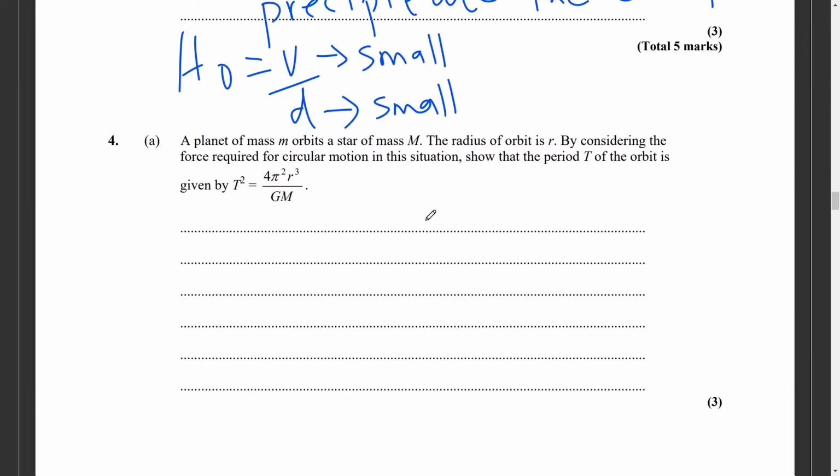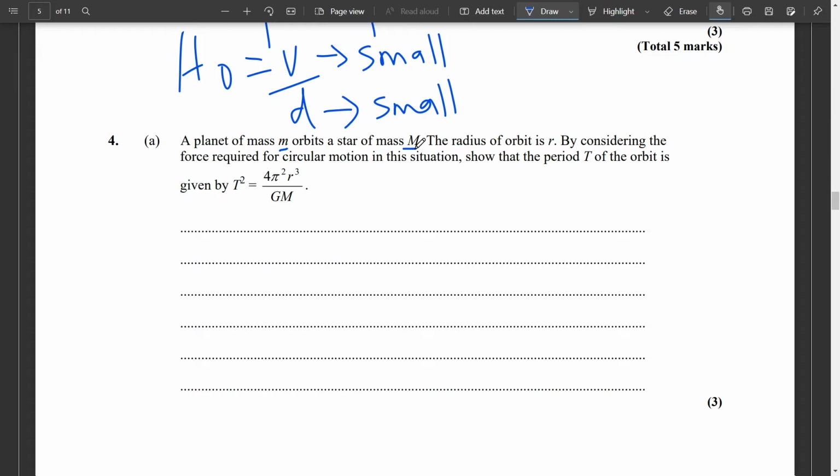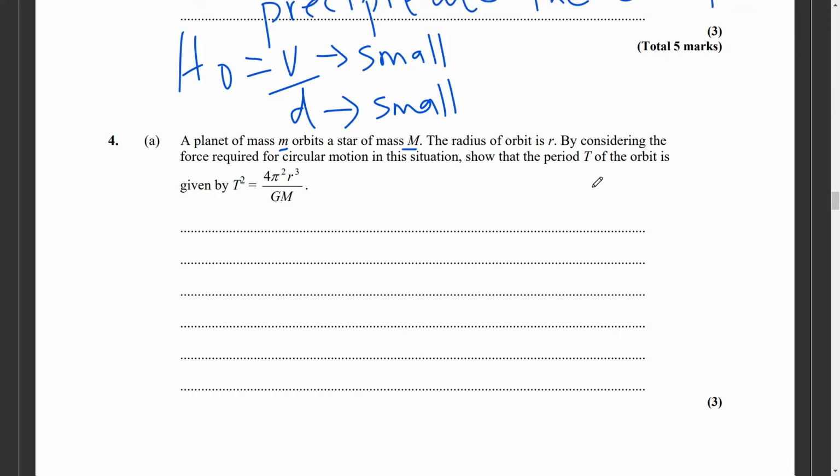4a. This is probably one of the easiest ones. Okay, we have a planet, and the mass is m, and it's orbiting a star of a bigger mass M. Right. So the radius is given as r. They want you to find out or derive this equation here. Okay? I think this is pretty simple. We do the same in gravitational fields. Of course, we know that the force of gravity is the same as the centripetal force. All right? That's the first thing you need to remember.